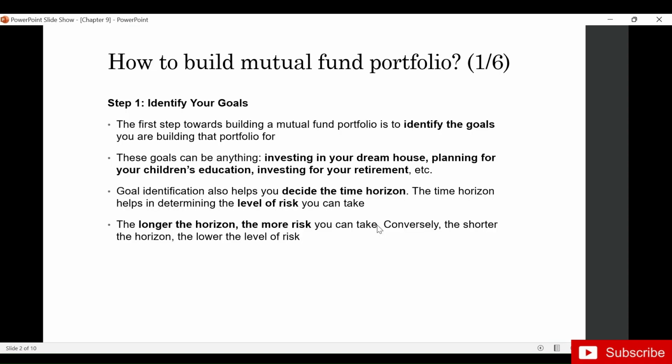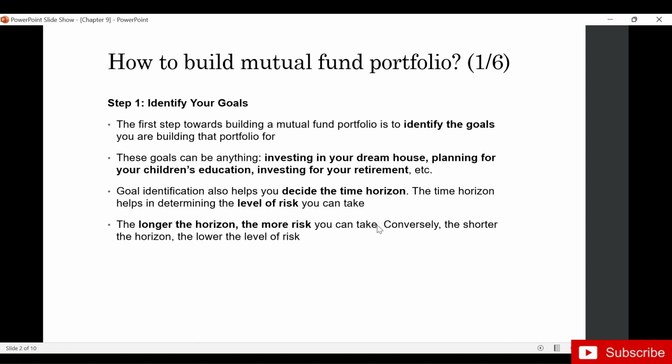In lesson 1 of chapter 9, we are going to talk about the 6 steps which an investor can take to build a mutual fund portfolio. So, the first step is to identify your goals. The first step towards building a mutual fund portfolio is to identify the goals that you are building the portfolio for. These goals can be anything like building your dream house, planning for your child's education, or investing for your retirement. The best thing about goal identification is that it helps you decide the time horizon of investment.